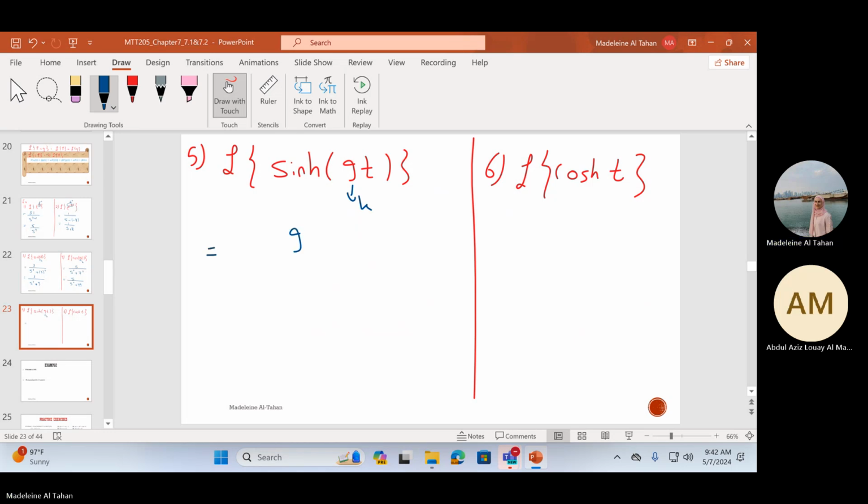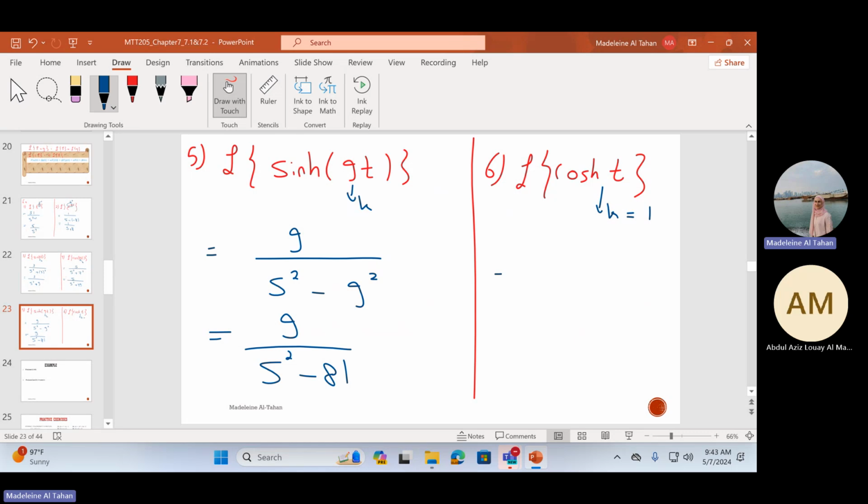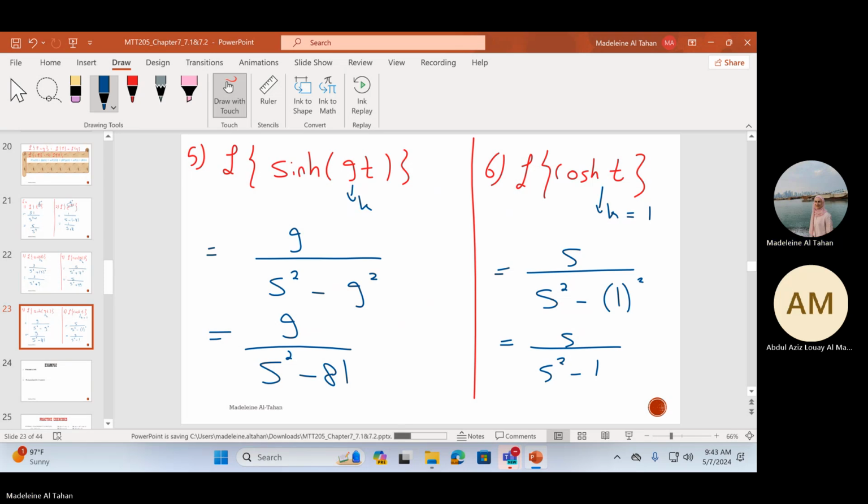So it is K over S square minus K square, which is 9 over S square minus 81. For the cosh, what's K? For cosh t, K is 1. So it is S over S square minus K square. So S over S square minus 1. Is it clear enough? Yes.